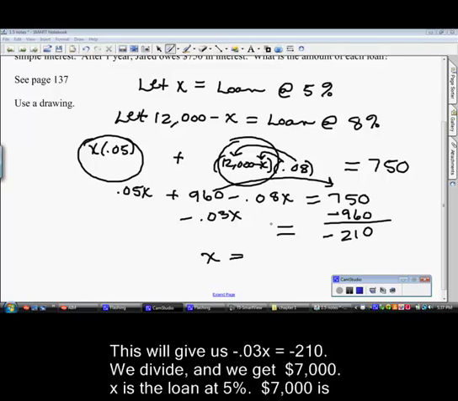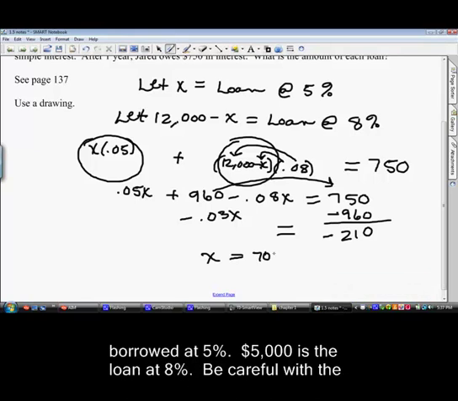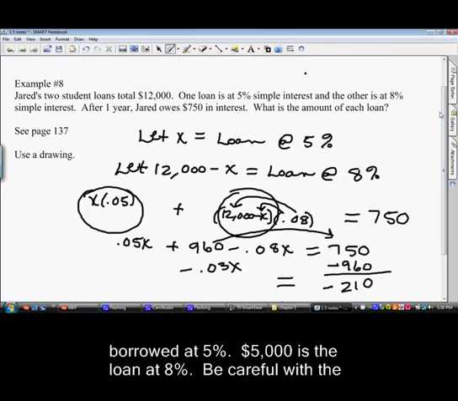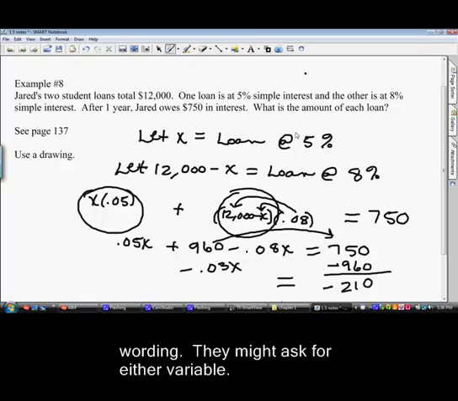Now, when we defined our variable, we said that x was a loan at 5%. So x is $7,000. That's how much we borrowed at 5%. We said that 12,000 minus x, so 12,000 minus 7,000, which would be 5,000, is the loan at 8%. Now, you have to really be careful in the wording of these problems. I've seen a lot of the problems that say things like, what is the amount of the loan at 8%? So they're asking you for this part of it, the 12,000 minus the 7,000. You have to be really careful and make sure that the answer you're giving is the answer that they're asking for.